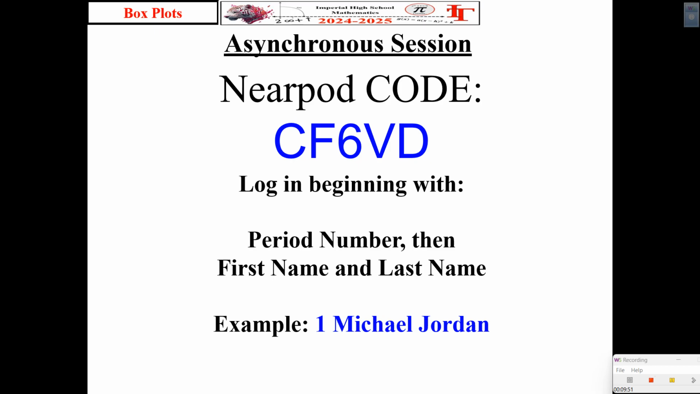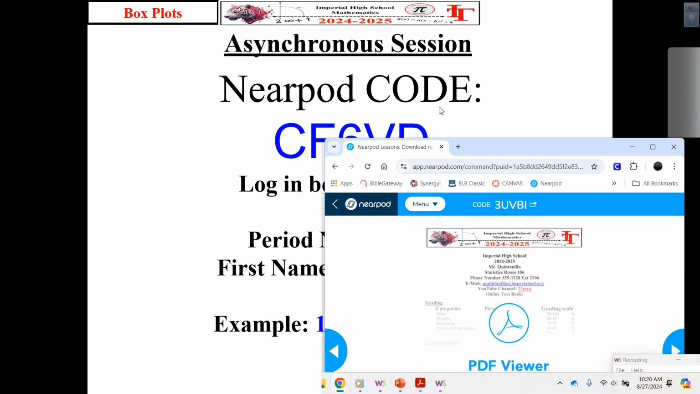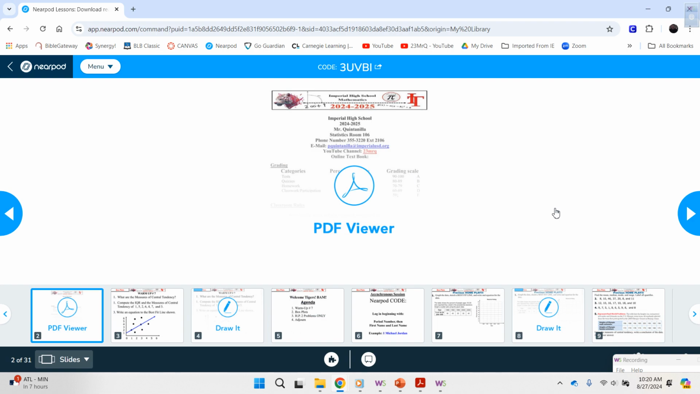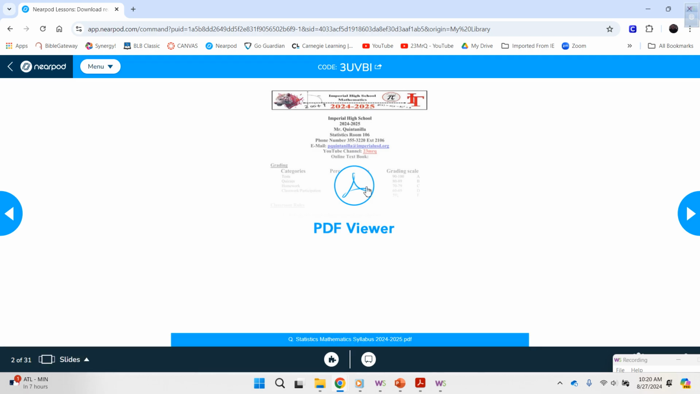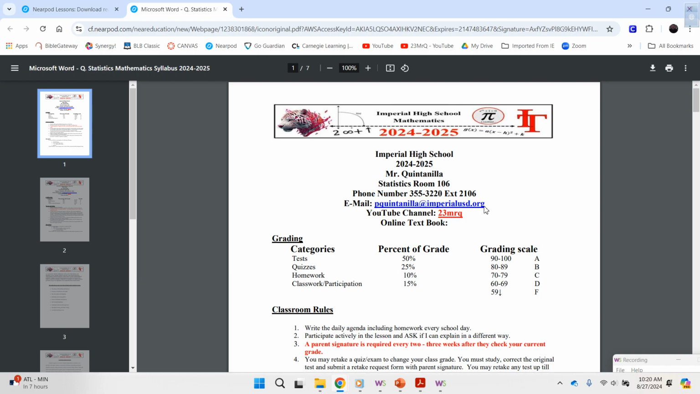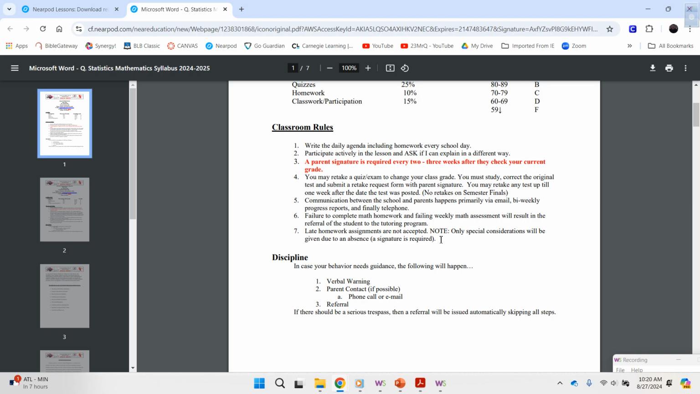Next. Still being recorded. On the code that I gave you, to get access to your home plate, as soon as you get in there, you're going to see this screen in front of you right now on Nearpod. Go to Nearpod really quick. Click on the PDF viewer, and that's going to be our syllabi. Make sure you sit down with your parents and go through the entire document.